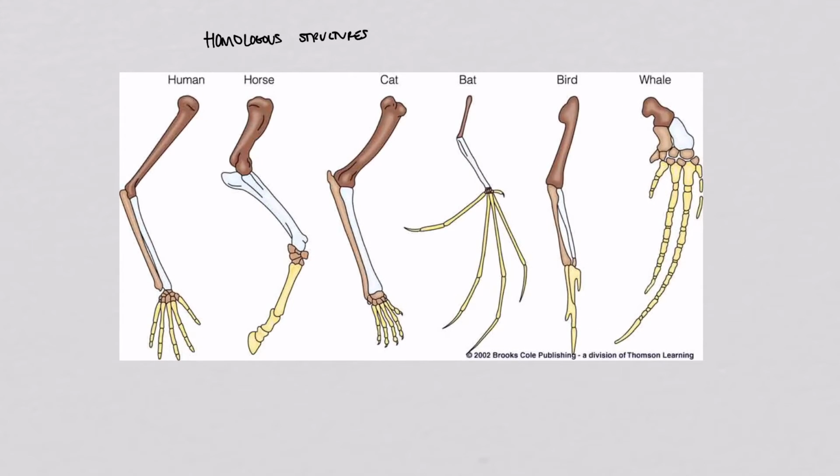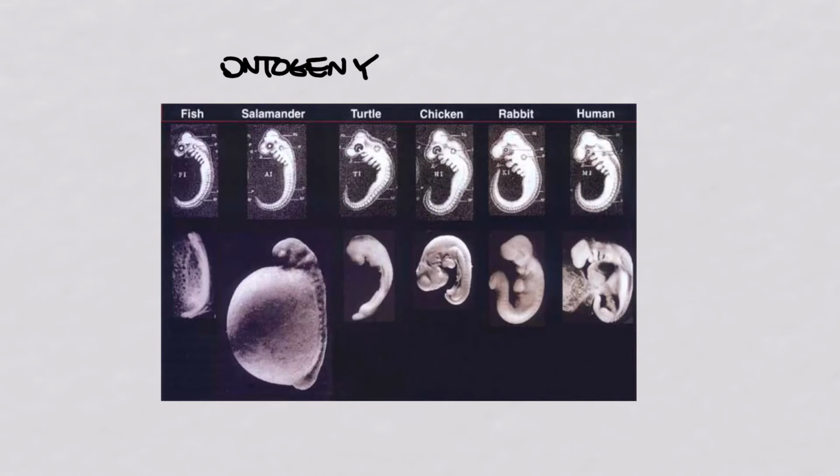The next piece is pretty cool. Okay, so the next piece is called ontogeny. And ontogeny is basically the way that an embryo develops. So I'm going to flash up a brief picture here. Okay, so here's the picture, and this is really quite striking. So these are fish, salamander, turtle, chicken, rabbit, and human embryos.